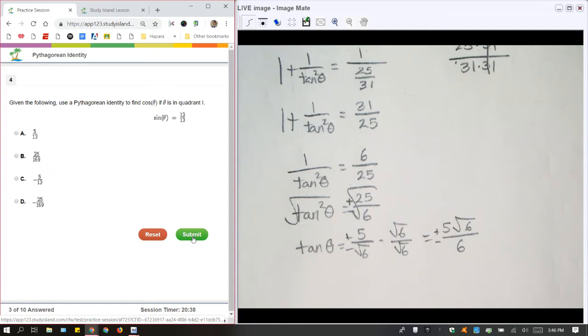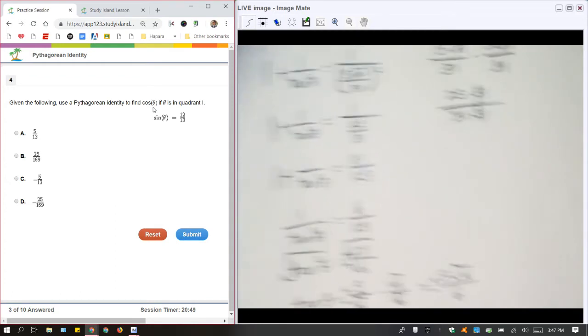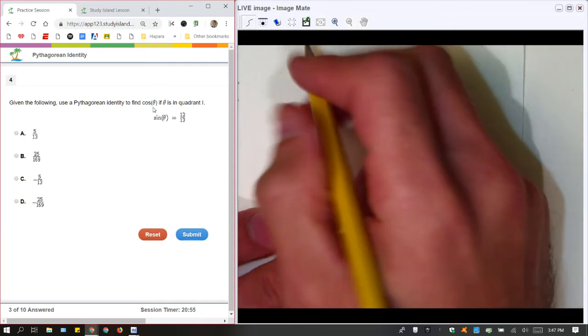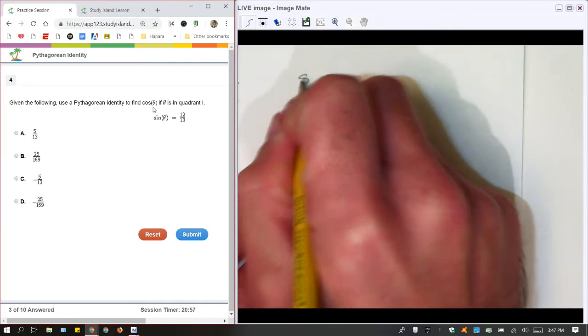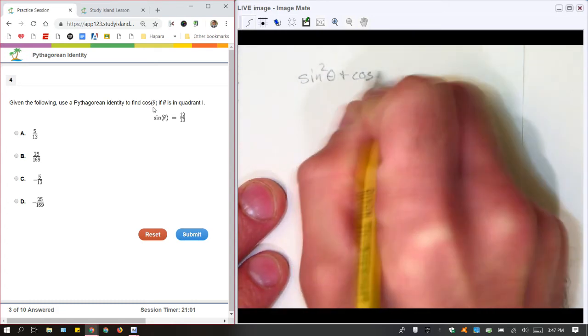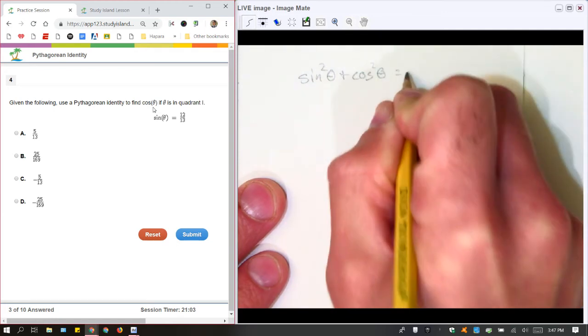Given the following, use a Pythagorean identity to find cosine theta if theta is in quadrant 1. So finally we got one that uses sine and cosine and doesn't involve tangent. So we get to use the original identity, which is sine theta squared plus cosine theta squared is equal to 1.